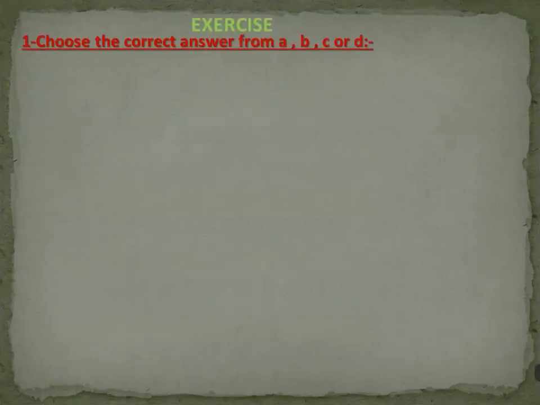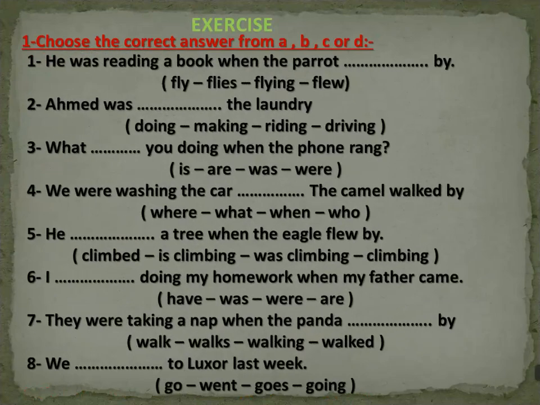Exercise number one, choose the correct answer from A, B, C, or D. Number one, he was reading a book when the parrot. We divide the sentence into two sections, a past continuous and a past simple. The past continuous is found. We search for the past simple. A, flew by. Number two, Ahmed was doing the laundry. Number three, what were you doing when the phone rang?